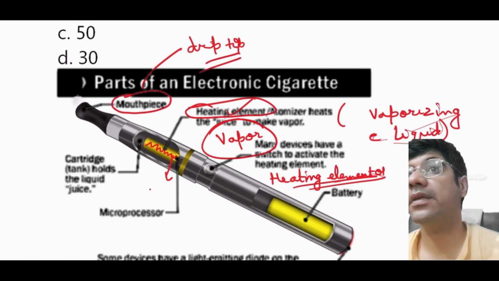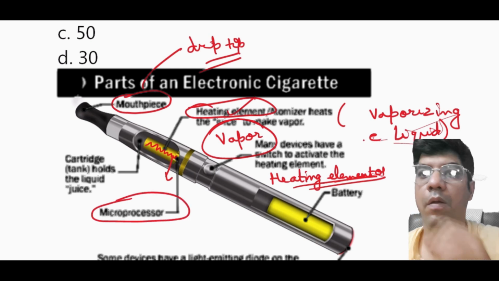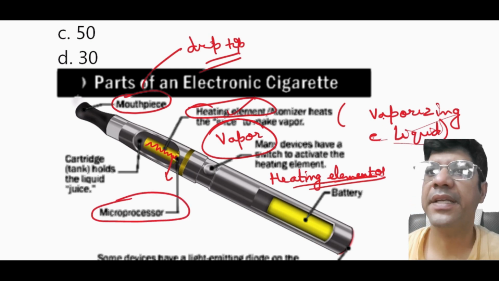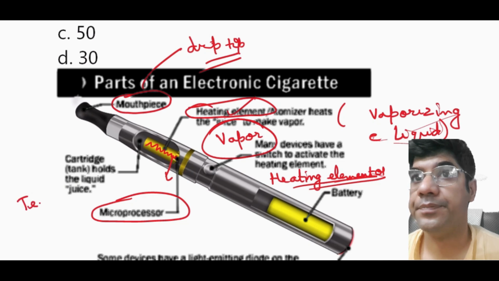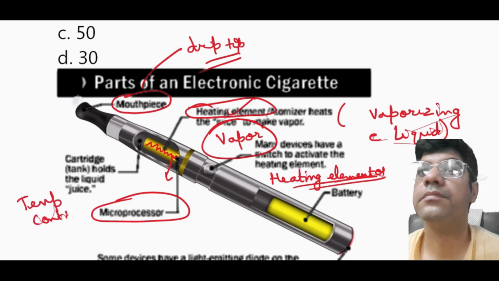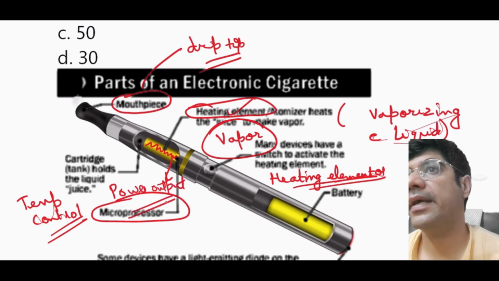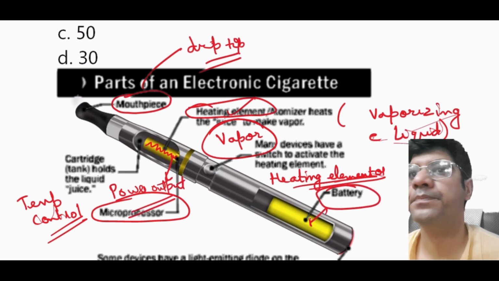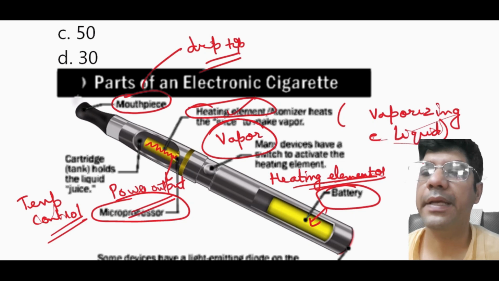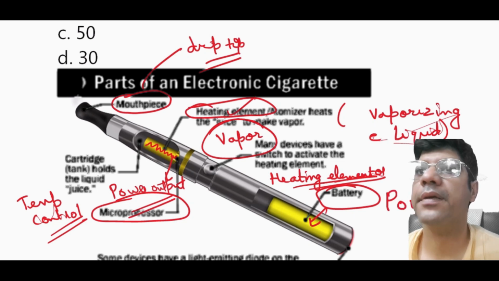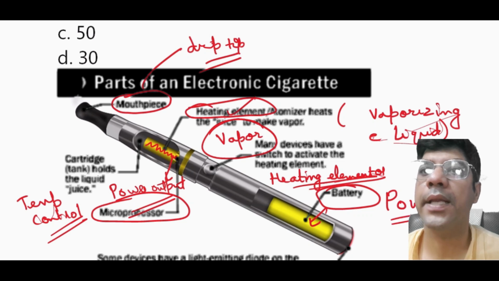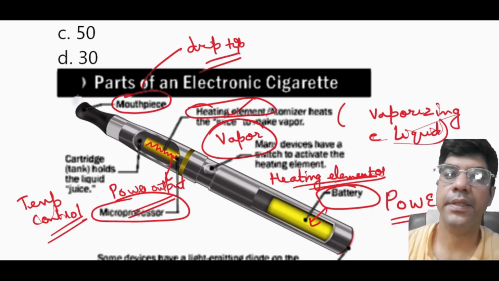Other component is the microprocessor. Some e-cigarettes include a microprocessor that helps to regulate various functions of the device like temperature control, power output, etc. And there is a battery. The battery provides the power to heat the coil and vaporize the e-liquid.